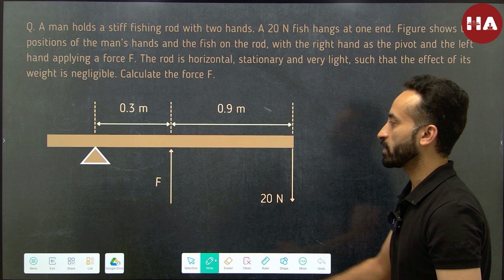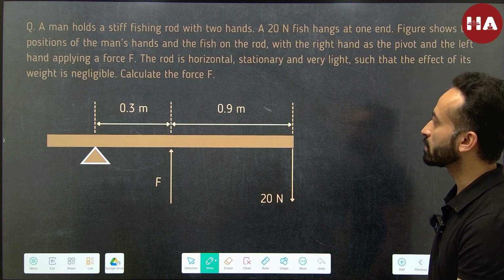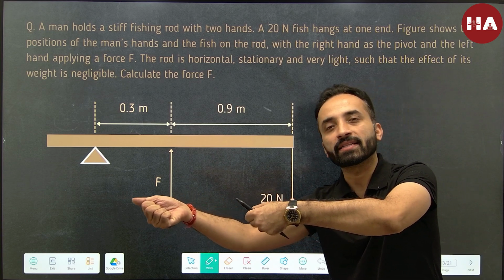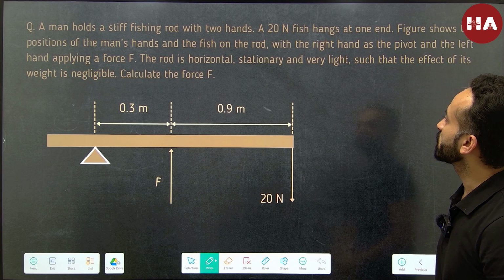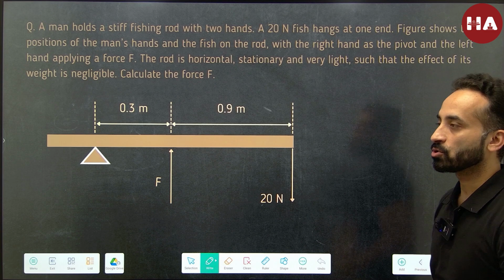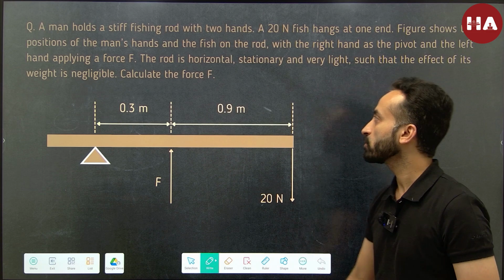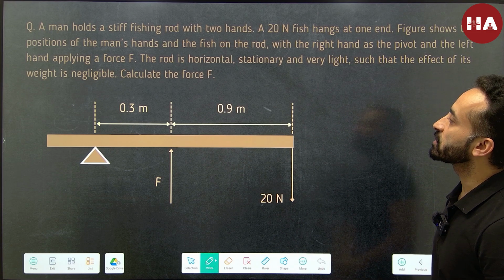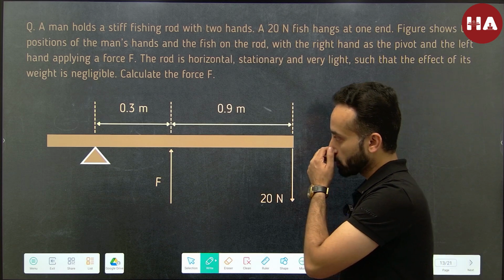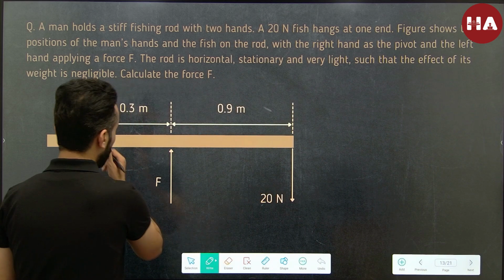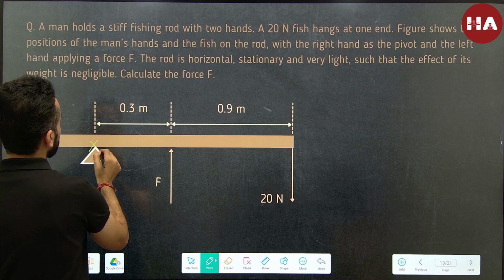Okay, alright, so this is one hand and this is the other. So like he's holding it like this. Okay, the rod is held horizontal, stationary, and very light. So there is no weight of the rod, such that the effect of its weight is negligible. Calculate the force F. So about the pivot, let's call this the pivot.